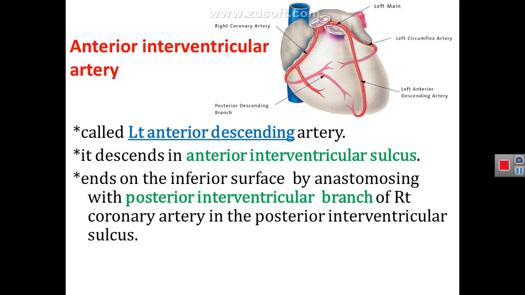You can see that the anterior interventricular branch of the left coronary, as it descends in the anterior interventricular sulcus, sometimes called the left anterior descending, will anastomose at the inferior surface of the heart with the posterior interventricular branch of the right coronary artery at the posterior interventricular sulcus.